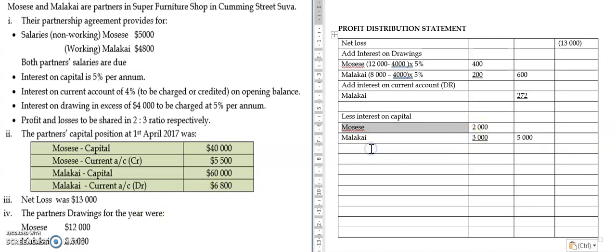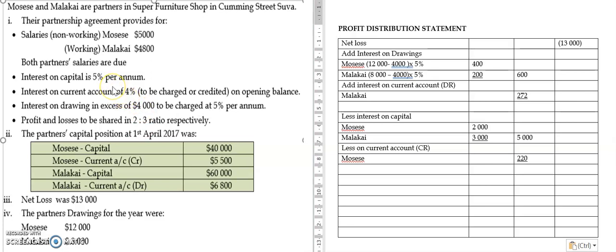Next, we'll be writing less interest on current account. Partner with the credit balance will be given interest. In this case, Mosese has a credit balance, so on his 5,500, he'll be given 4% interest. So 4% of 5,500 for Mosese, it comes to 220, is given on credit balance, whereas Malakai has been charged because he had a debit balance.